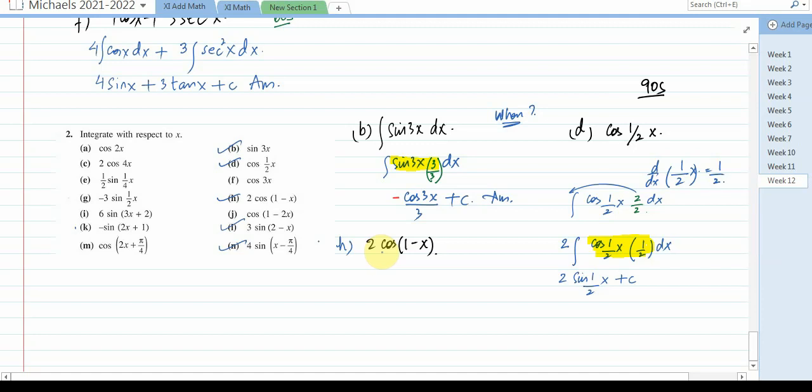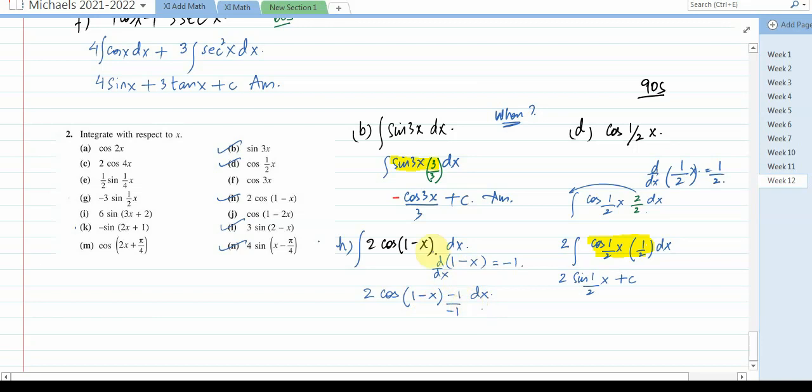Alright, so the integral of 2 cos(1 minus x) will be, the integral of cos is sine, but what is the derivative of the angle? So if it's 2 cos, ready to integrate (1 minus x). Now the 1 minus x part, if you differentiate it, that gives you -1. So it's 2 cos(1 minus x) dx, and we need -1 here, so it's -1 over -1.